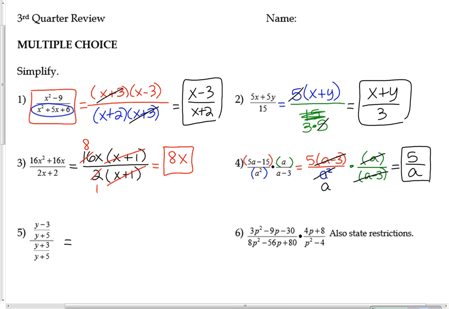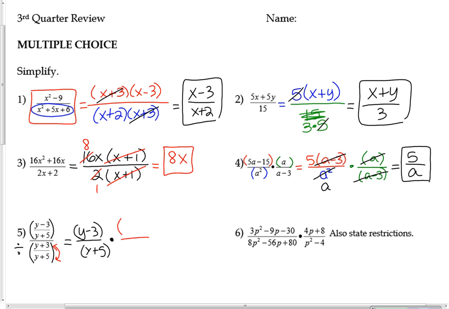All right, number 5 looks complicated, but it's really just a division problem. The top fraction divided by the bottom fraction. These fractions are already factored for you, so I have y minus 3 over y plus 5. I don't know why I didn't put parentheses around the top as well, but I didn't. And rather than write it as dividing by the denominator, when you divide two fractions, you change it to multiplication and you flip the second one.